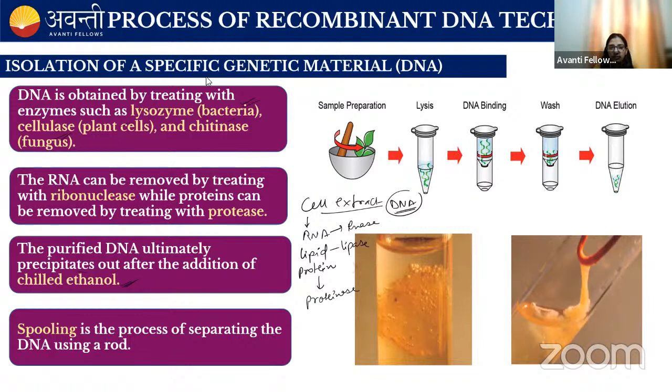In this diagram, you can see this is the precipitated DNA. And we are taking out this DNA with the help of a spool pick, and the process of taking out the precipitated DNA in the intact state is known as spooling.